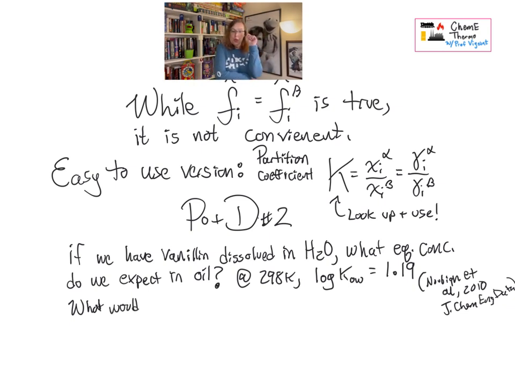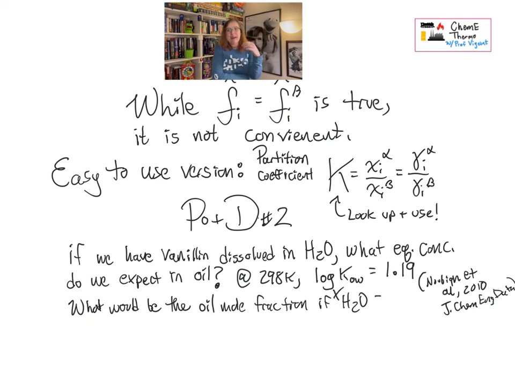So what would be the composition in the oil if we start in the water with a mole fraction of 0.01? And by the way, that is a super high mole fraction for vanillin. You're operating way below that with your commercial vanilla. But just for purposes of an illustration, assume we started with x in the water phase of 0.01. What would we expect at equilibrium in the oil phase?